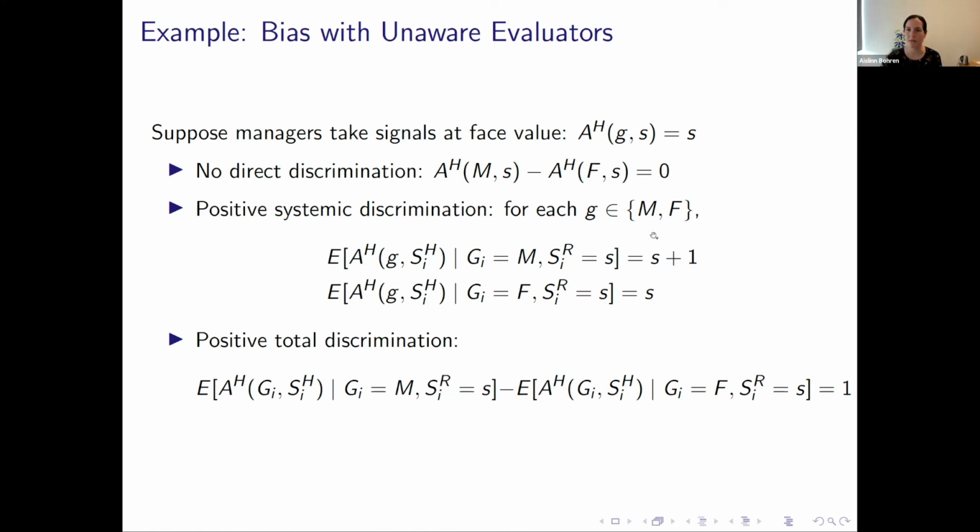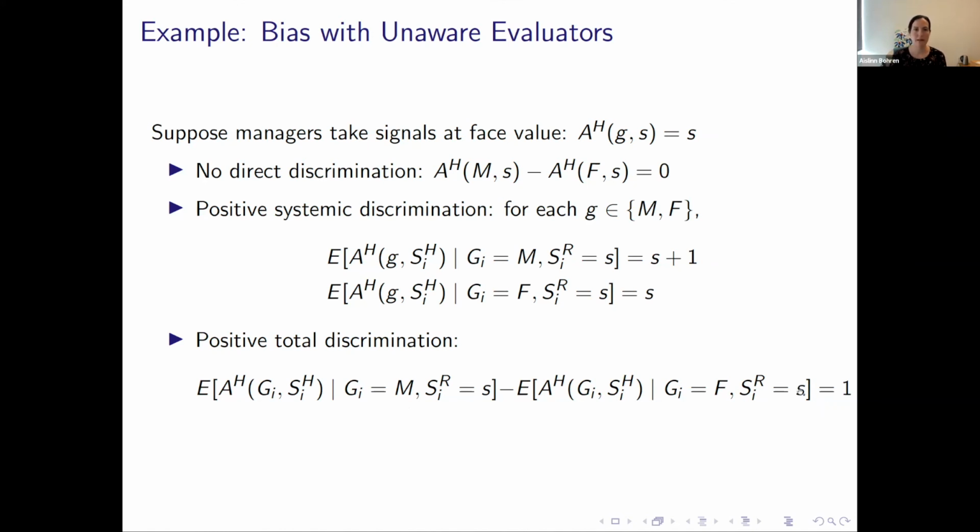So we can see that even though there's no direct discrimination, there is systemic discrimination occurring here, and this is coming from the inflated forecast of the recruiters. You really should be undoing their bias, but the managers are not aware of the discrimination. And so this is going to lead to positive total discrimination. Again, taking the expectation of the action rule with respect to both random variables, we see that the difference between the willingness to pay for the group M and group F workers is going to be equal to 1.